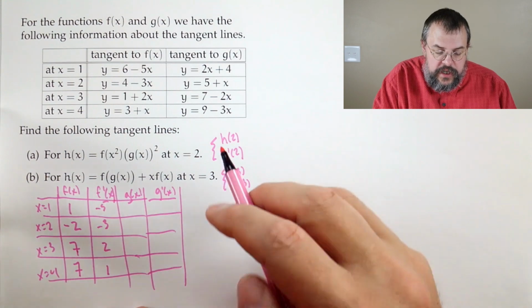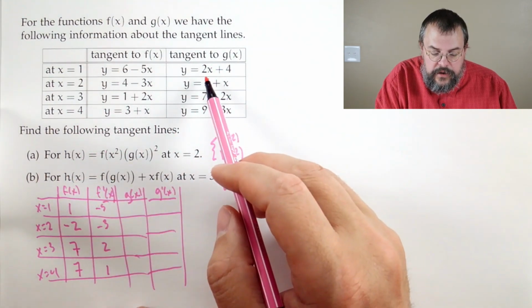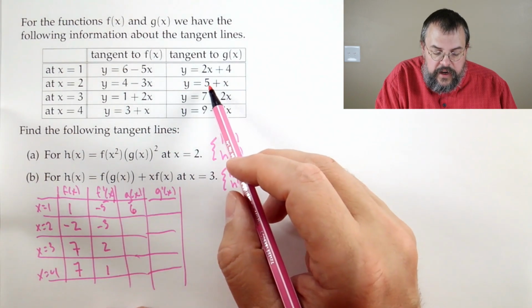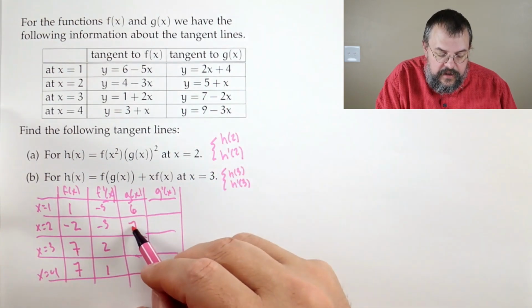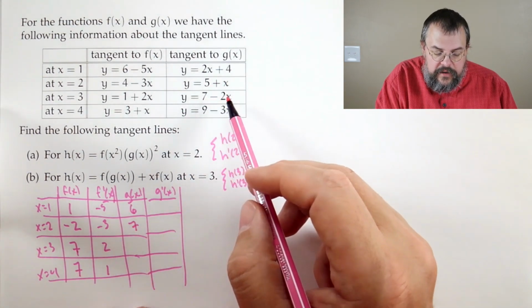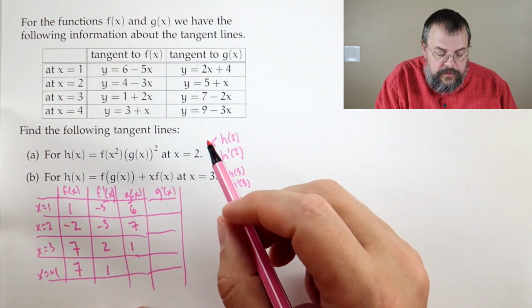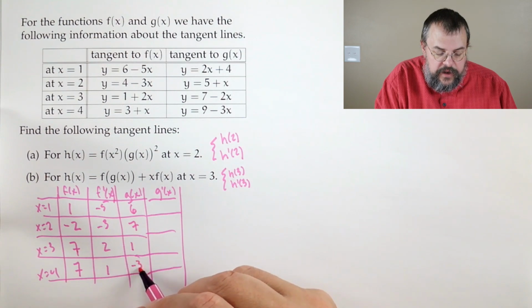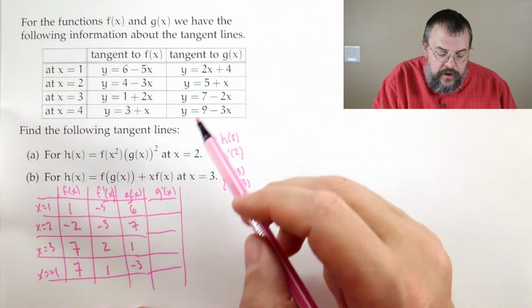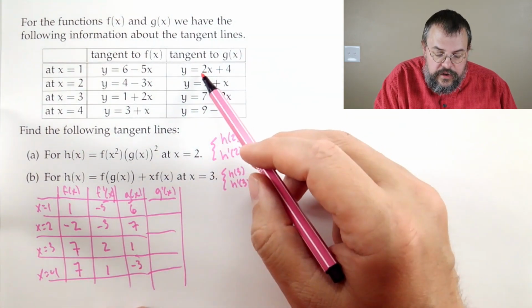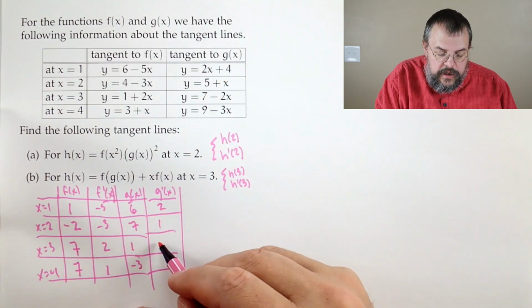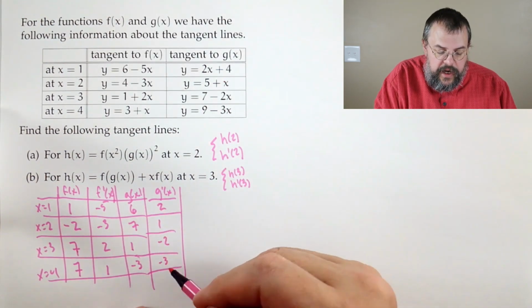Okay, how about g? So g of 1, 2 plus 4, 6. At 2, 5 plus 2, 7. At 3, 7 minus 6, 1. At 4, 9 minus 12, negative 3. And the slopes are the derivatives. So 2, 1, minus 2, minus 3.